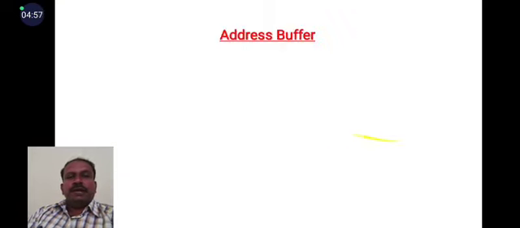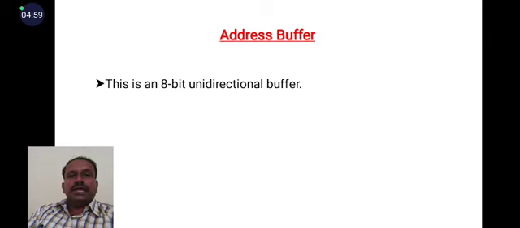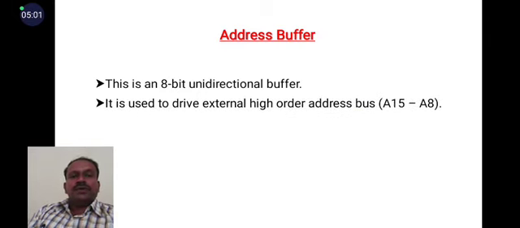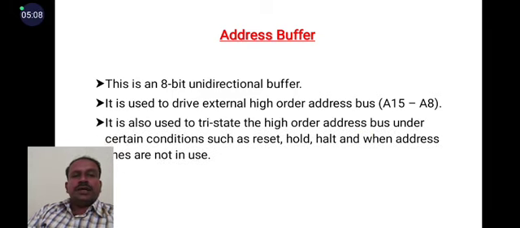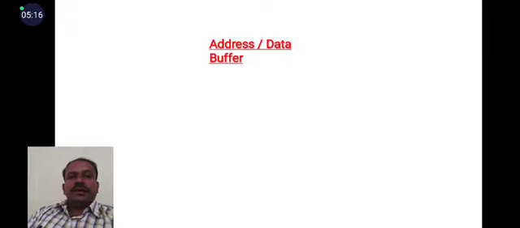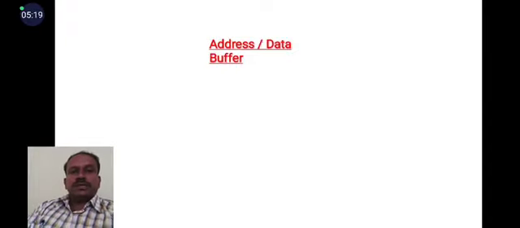The next component is the address buffer. This is an 8-bit unidirectional buffer. It is used to drive the external high order address bus, that is A15 to A8. It is also used to tri-state the high order address bus under certain conditions such as reset, hold, halt, and when the address is not in use. So these are the components of the architecture of the 8085 microprocessor.